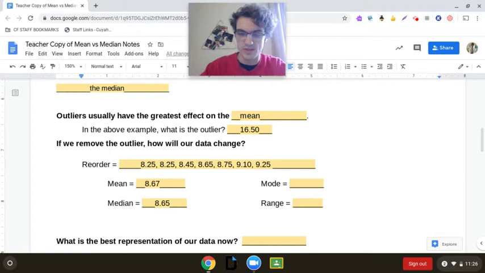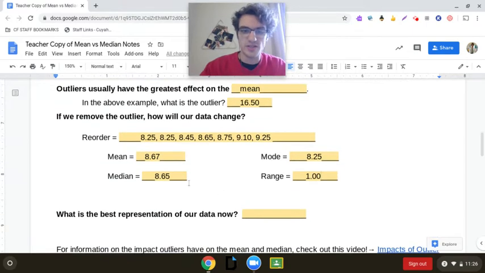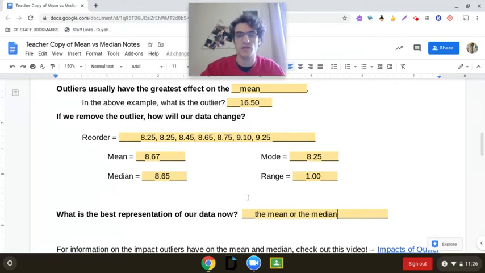The mode stays the same. It's still $8.25. And then the range is $9.25, our highest value now, minus our lowest, $8.25. So that's just $1. So the best representation, in this case, is either the mean or the median. Okay, usually they're pretty close, but sometimes those outliers make the mean not necessarily the typical value. All right.